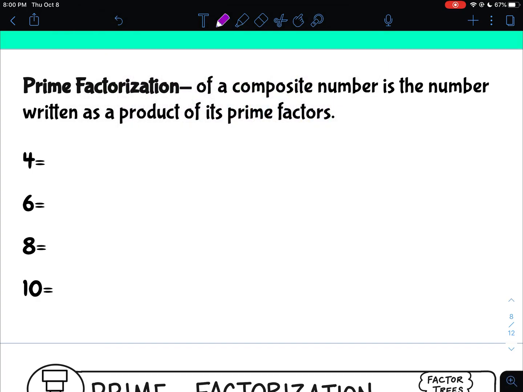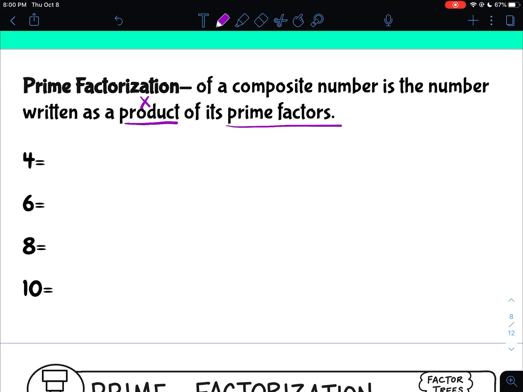So prime factorization of a composite number is the number written as a product of its prime factors. So product tells us we're going to be multiplying prime factors. So basically every composite number in the entire world can be broken down and you can multiply prime numbers to get that composite number. So it's kind of neat because you have to think about what prime numbers I would multiply to get a composite number.